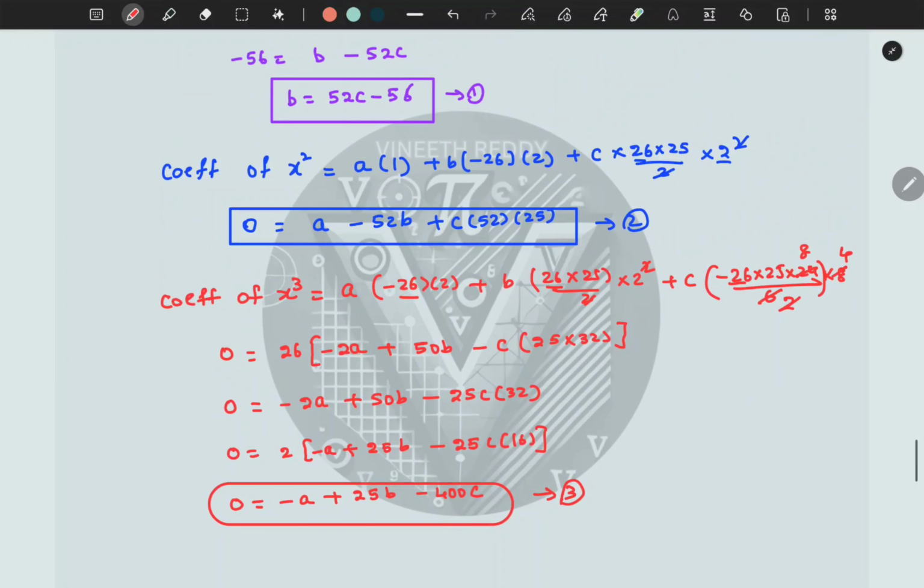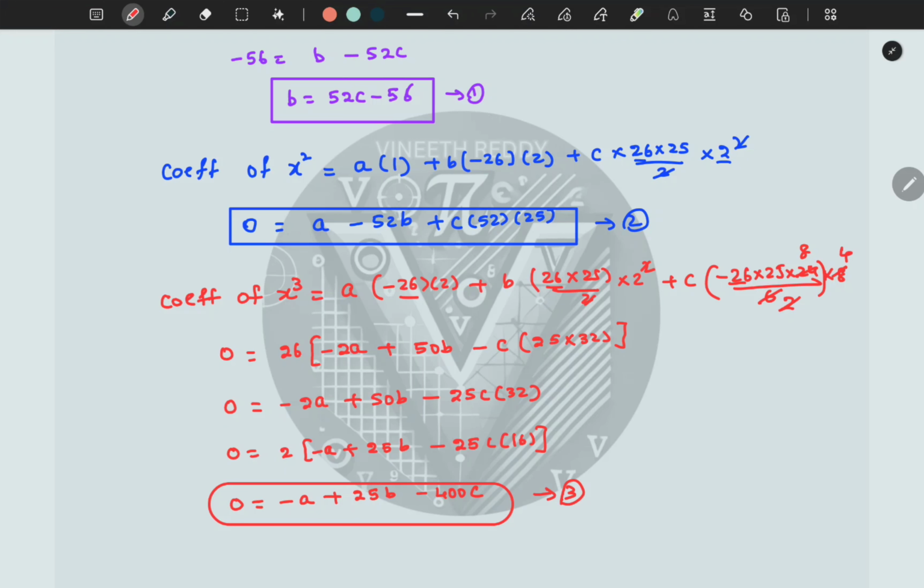Now we have equations in terms of a, b and c. Okay, we will do one thing. We will eliminate b from equations 2 and 3. So how do we eliminate b? Replace b with this equation in equation 2. So b is 52c minus 56. So substitute b in this second equation.